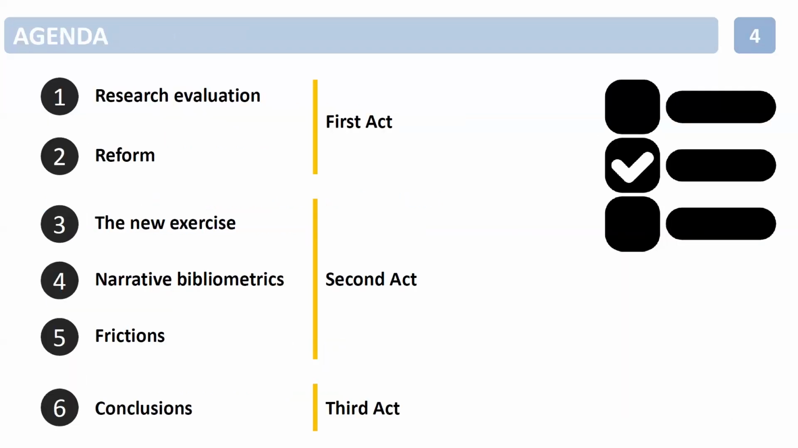So just like a theater, I will try to divide my presentation in these 3 acts. First, I will talk briefly about the basics of research evaluation and the reform that obviously comes from other reforms in the whole world, but I will focus specifically on Spain. Then the second act will be devoted to analyzing this new exercise, the dimensions, metrics, and the narrative bibliometrics, and the structure of the narrative bibliometrics that we are using since last year.